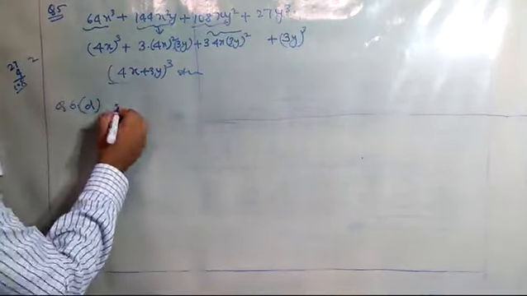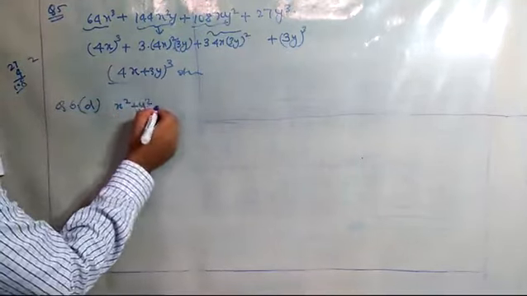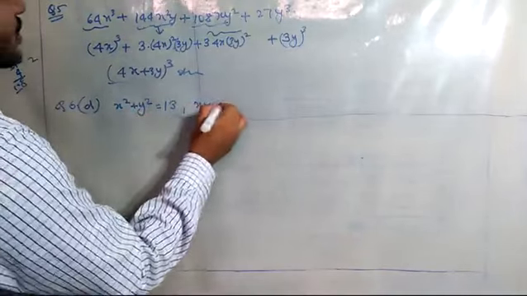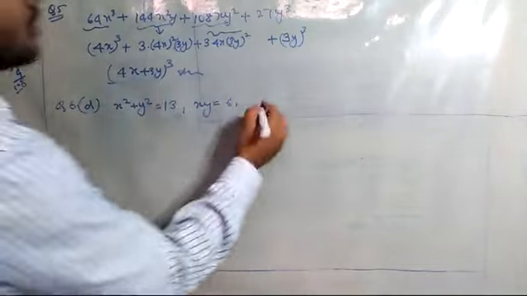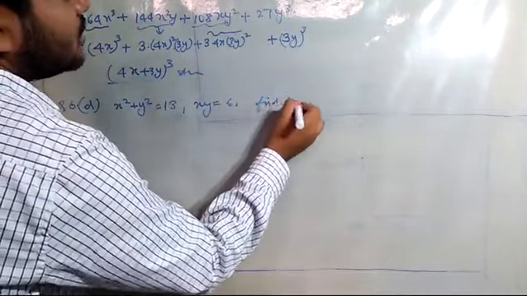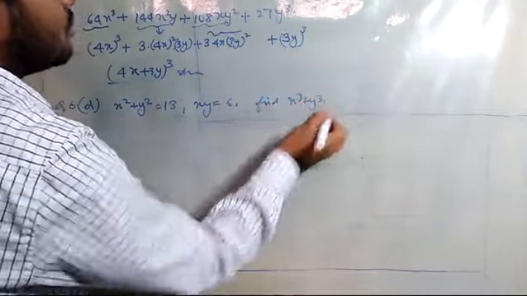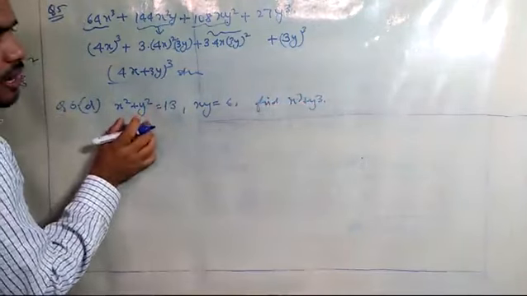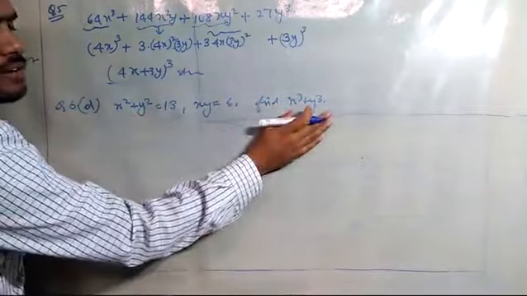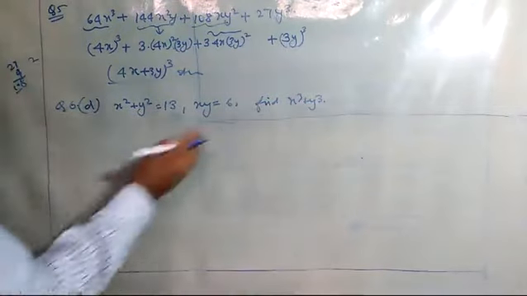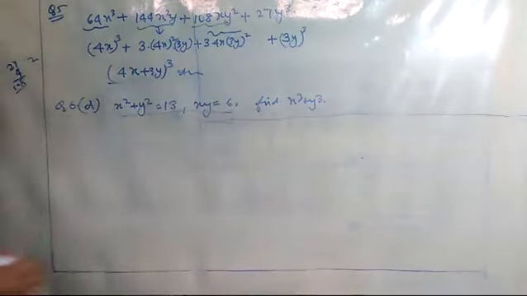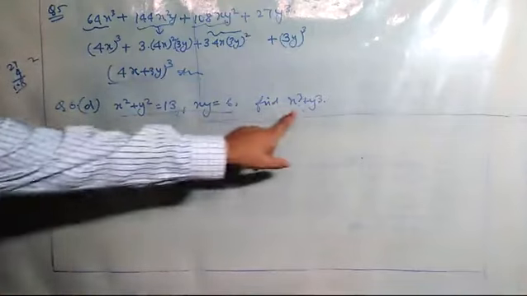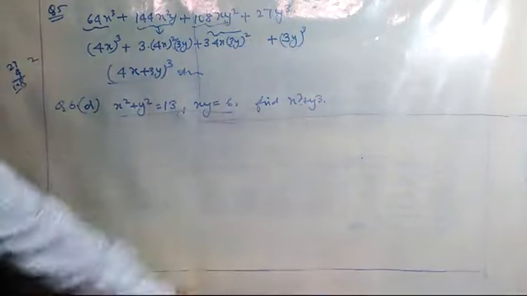It is given x square plus y square is equal to 13. xy is equal to 6. Find the value of x cube plus y cube. Now you are given the squares and you have to find the cube. If you see this from this part, what can you find? You can easily find x plus y. If you know x plus y, then you can easily find x cube plus y cube.